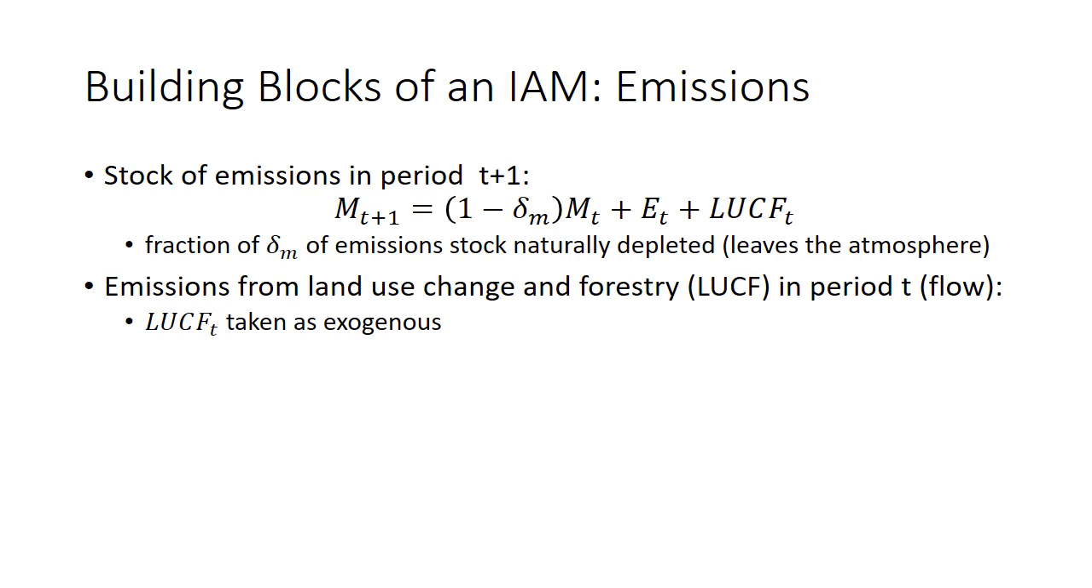The stock of emissions in t+1 is a function of the stock of emissions today, plus the flow of emissions today, ET, plus land use change in forestry. So some of the emissions produced are from land use change in forestry. That's taken as exogenous in the model.